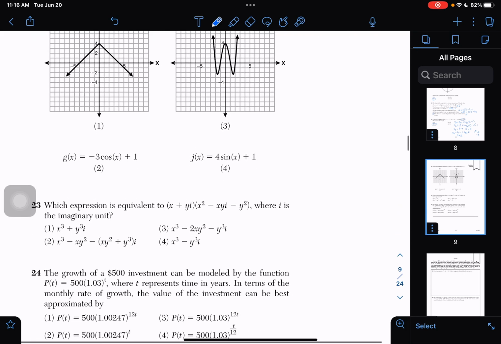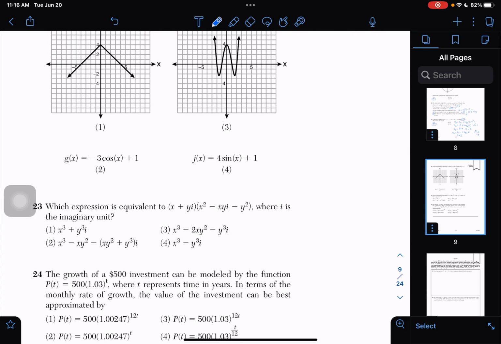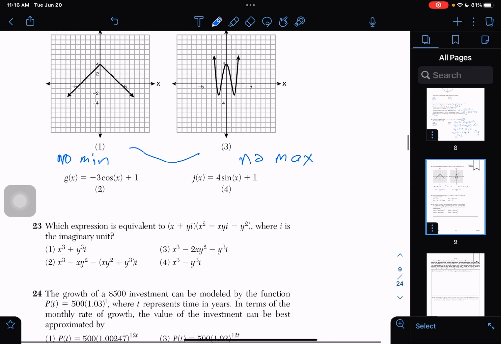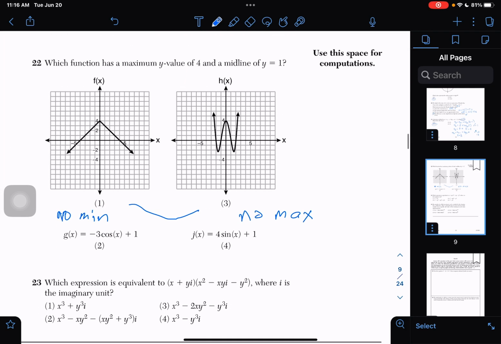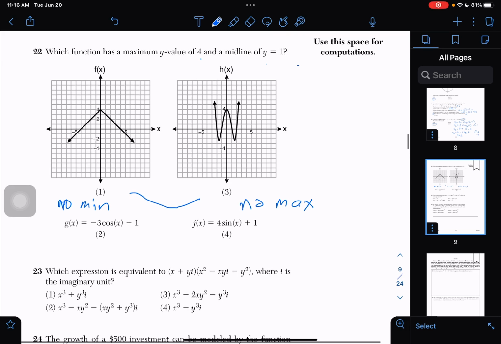All right, this one, the answer is, these two don't have midpoints, right? There's no minimum here, so there's no midpoint. This one has no max. If you had something like this, and you want to know which one has y equal to 1, between the value of 1 and 4, it has a maximum value of 4 and y equals 1. So both of these have y equal to 1 because of these. And then we have to have the maximum value.